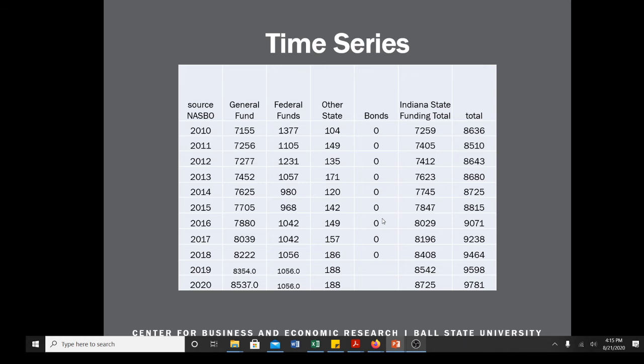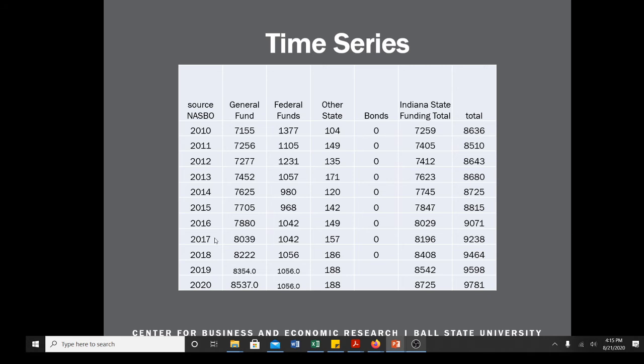These are time series data. These are from the National Association of State Budget Officers. They reflect general, federal, and other funds from Indiana to schools. These are in millions of dollars, right? So they're $7.1 billion in 2010. They're not adjusted for inflation. Then you can see on the right, there's Indiana state total and then the state and local total.